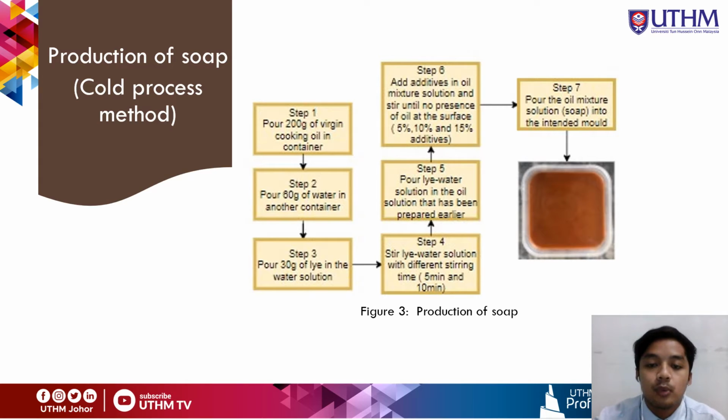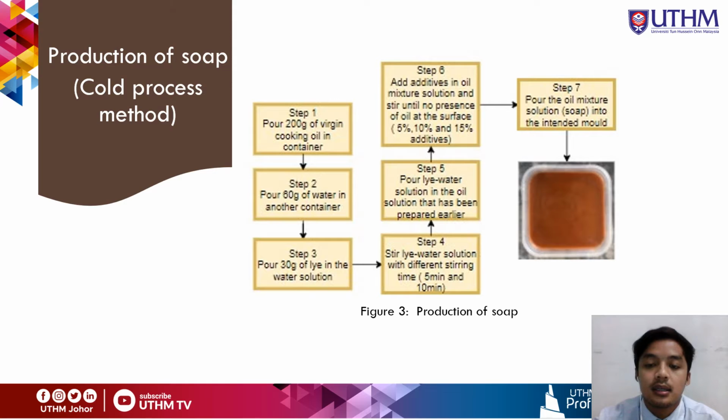Okay, for step 5, we will pour the lye water solution in the oil solution that has been prepared earlier. The next step is one of the most significant in this production of soap, because we will add additive in the oil mixture solution and stir until no presence of oil at the surface. For additive we use cinnamon and ginger, and there are different compositions of additive, which is also a parameter: 5%, 10%, and also 50%. Okay, the last step, we will pour the oil mixture solution or the soap into the intended mold.